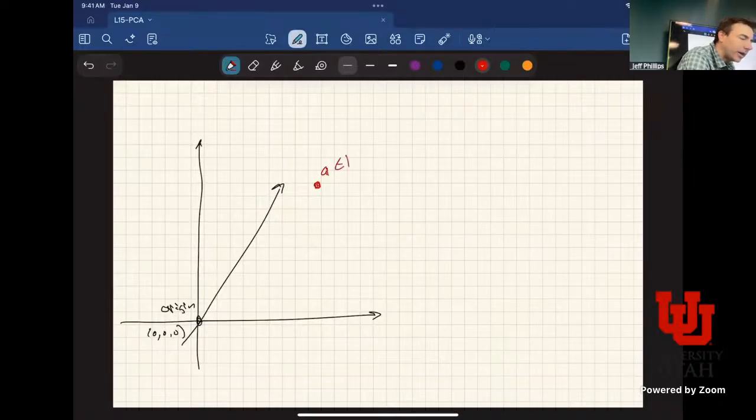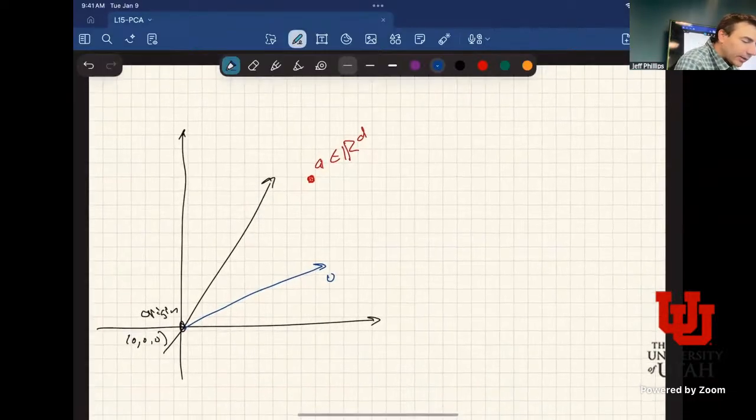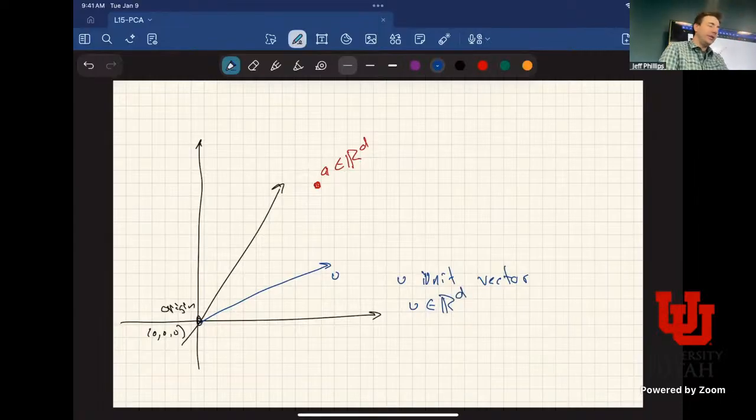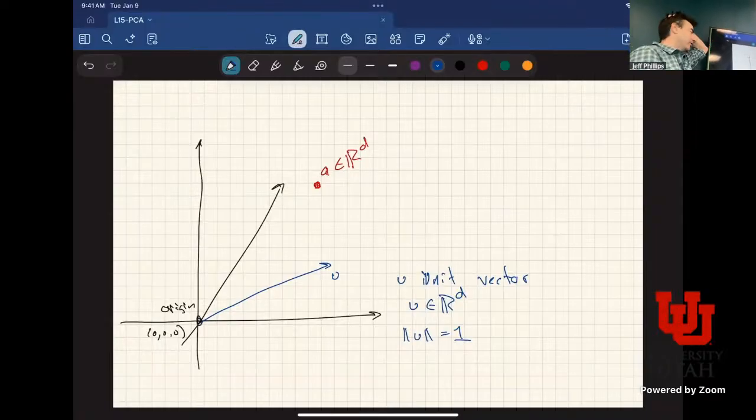So this is in R^D. And then crucially, what we're going to consider is a vector U. U will be a unit vector. So U will be in R^D, so it's a d-dimensional vector. And it's going to have the property that the norm of U is exactly 1. We're going to consider this unit vector in the space.